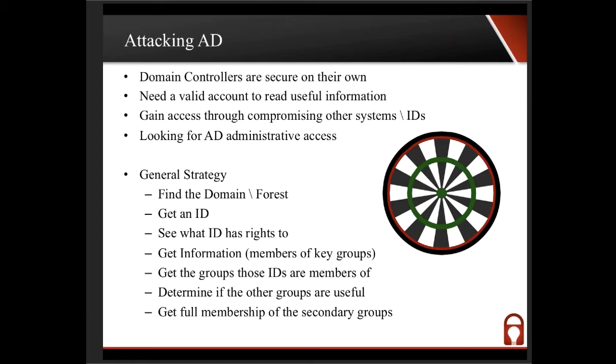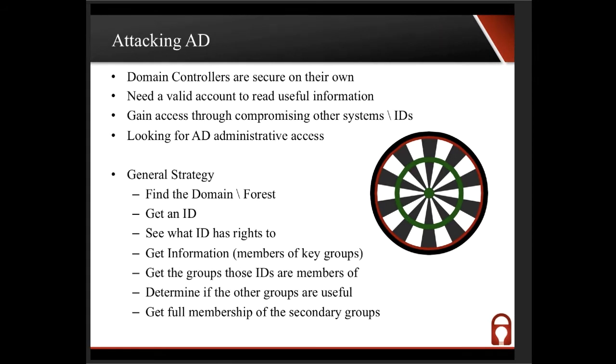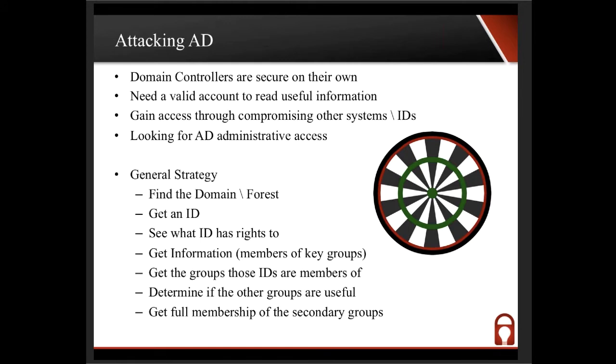So what's the general strategy? Find the domain in the forest that a device belongs to, get an ID within that domain, see what that ID has rights to, get information about that ID, the groups that it's a part of, and get other key groups that exist in the domain, get the members of those groups, see if we might be there already, and then see what other members are parts of those groups. So really it's kind of a circle of find one, then going through and seeing what is it a member of, seeing who else is a member of the same group, trying to figure out a path, once again, to get to that final ID.